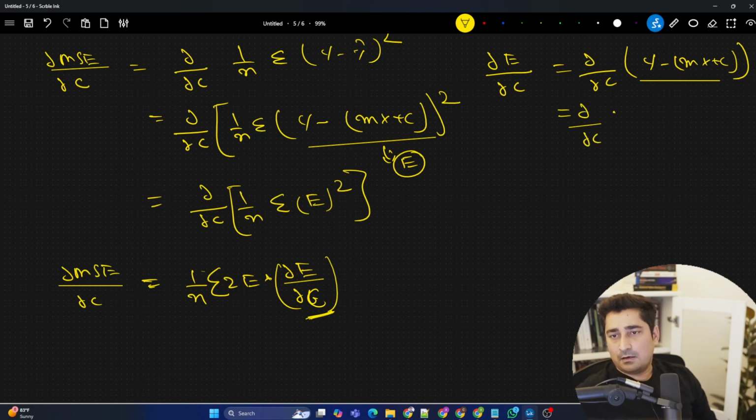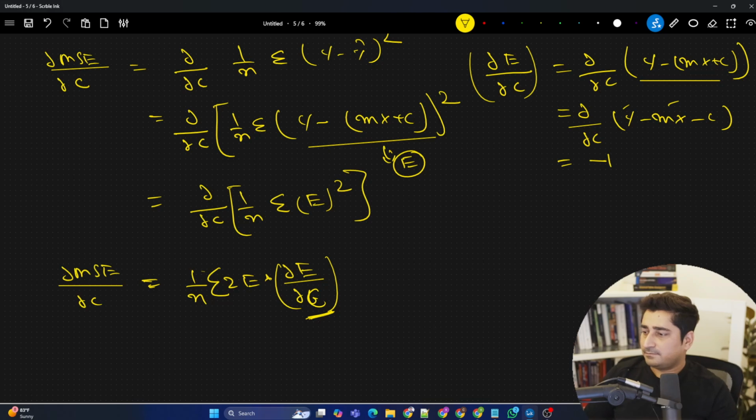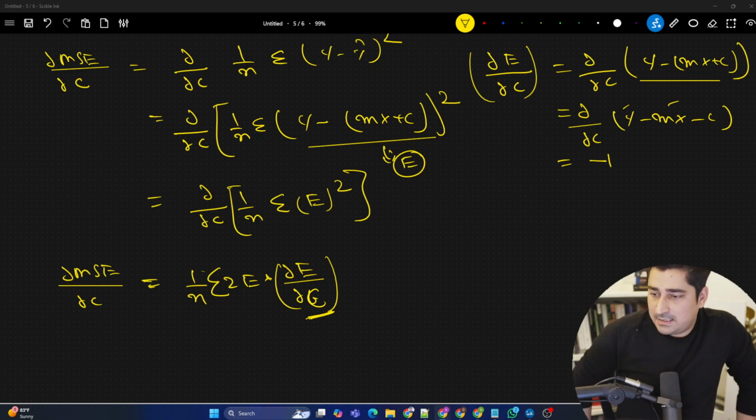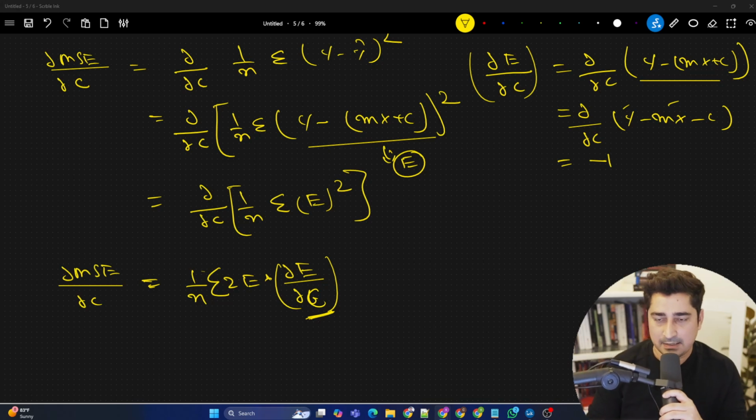So it's going to be y minus mx minus c. Now, what is the derivative, guys, with respect to c? Derivative of this: this is constant, it will become 0. This is constant, it will become 0. Now this is c to the power 1. So can I say that 1 into c to the power 1 minus 1, which is c to the power 0, is 1? So technically it's going to be minus 1. Can I say that this derivative is minus 1? Yes, this derivative is technically minus 1.